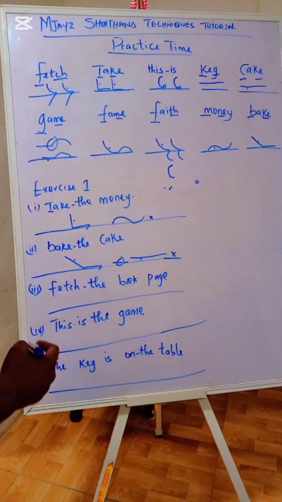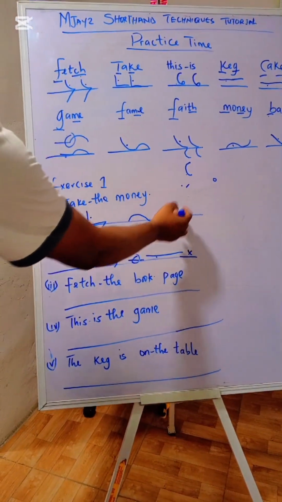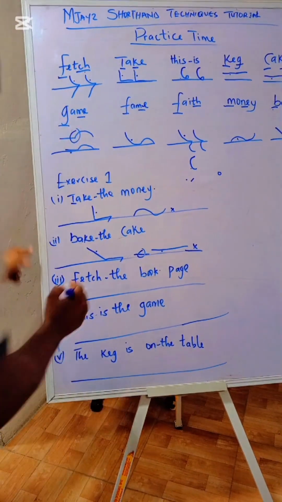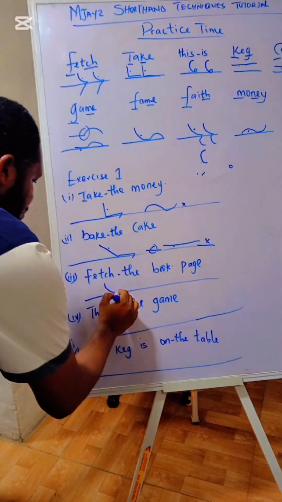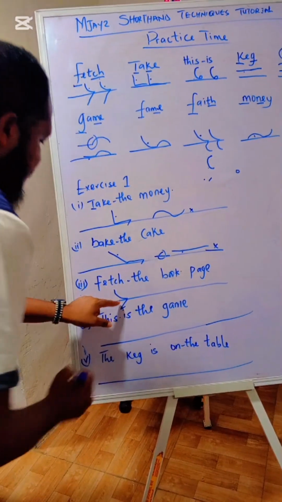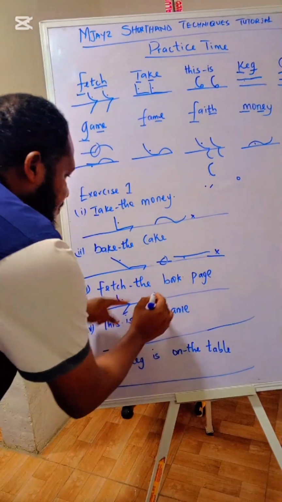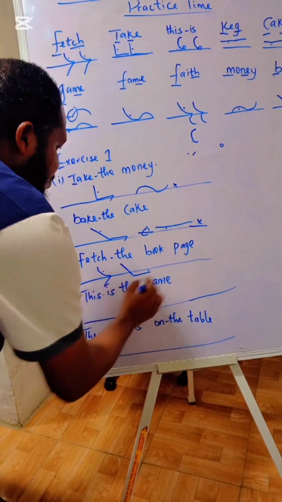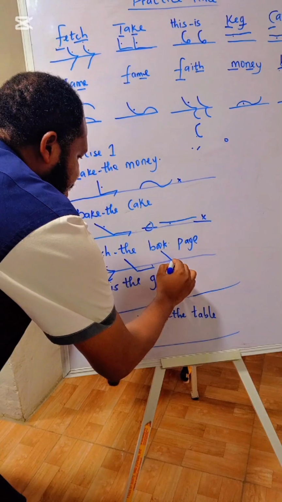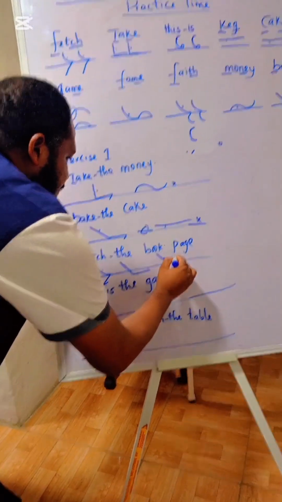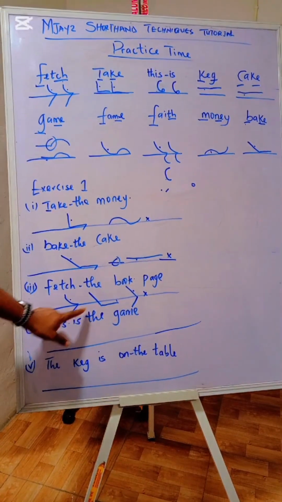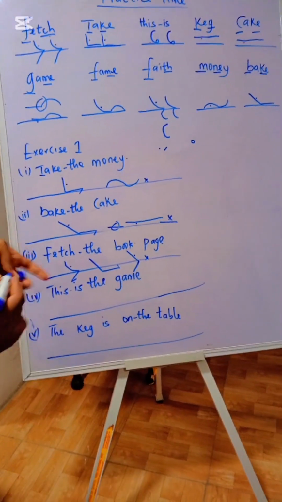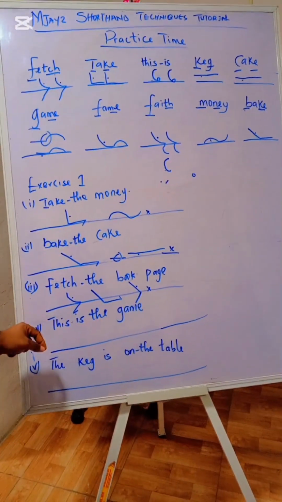Alright, next is fetch the book page. Fetch the. Because this is D, that means we're still using the tick D. Fetch is f and ch. Fetch the book page, and G, page, full stop. Fetch the book page. Some of these words have been used, like the word page. We have represented page before in our previous video. You can go to our channel to check.